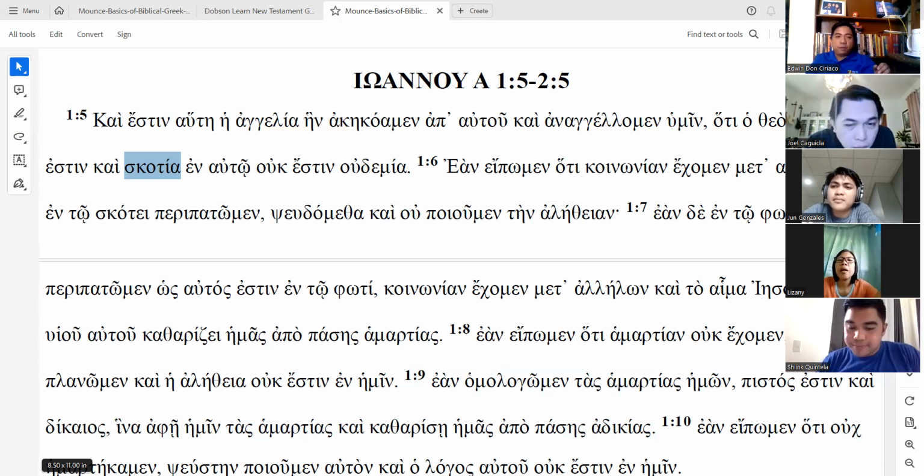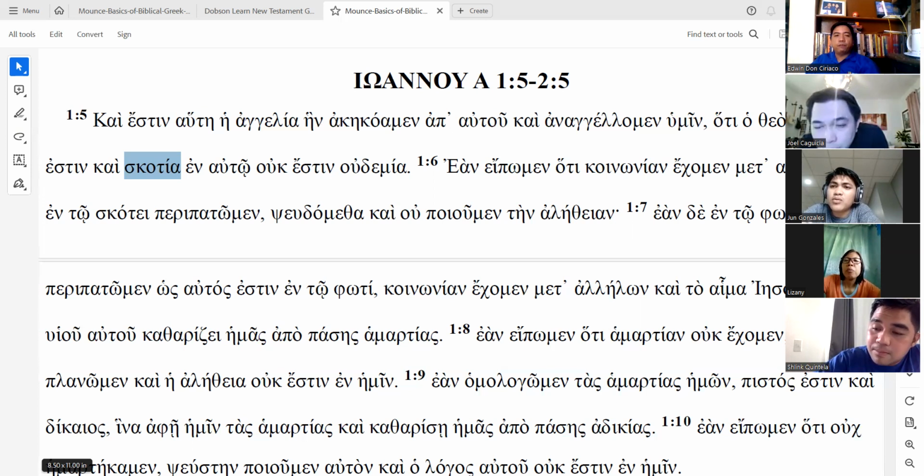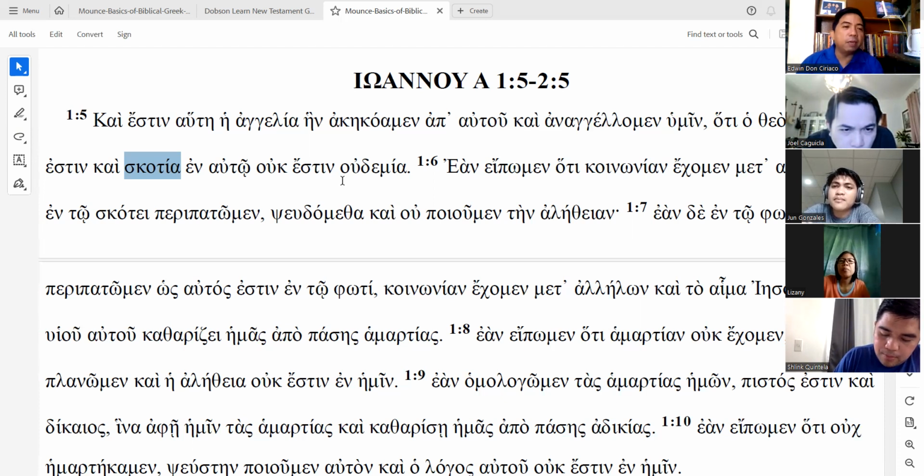So let's read the entire verse, 1 verse 5. Kai estin aute he angelia, hen akekoamen ap autou kai anangellomen humin, hoti ho theos phos estin kai skotia en auto ouk estin oudemia. If I read it quickly, Kai estin aute he angelia, hen akekoamen ap autou kai anangellomen humin, hoti ho theos phos estin kai skotia en auto ouk estin oudemia.